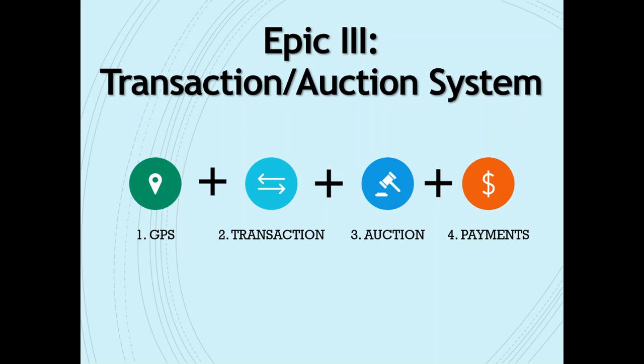Then epic number three was the transaction and auction system, which included making the GPS system, doing the transactions, doing the auction, and doing payments. This one also was planned to be 2 weeks, two sprints, but ended up going a bit further due to payments.